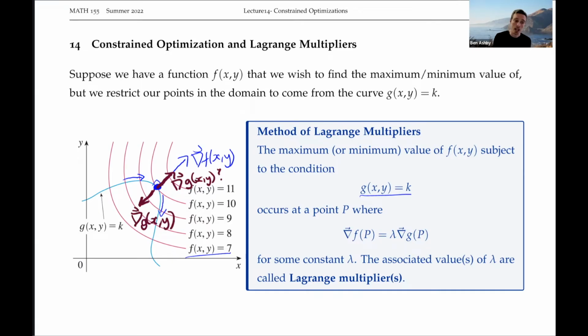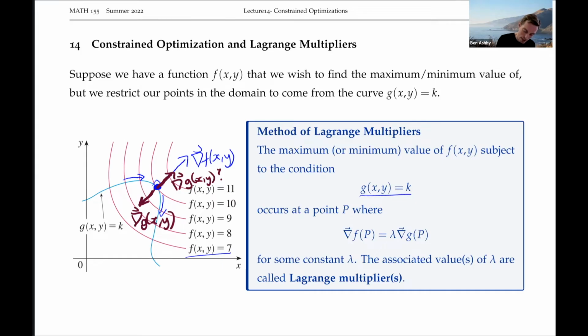So this means that the gradient of our function, grad of f, is parallel or anti-parallel to the gradient of our function g at a particular point p. And that point p is going to be a local extrema, so it's either going to be a maximum or a minimum. Sometimes we can visualize things like we do on the left, which is a way to work it out intuitively by examining this diagram, but we can also work it out mathematically.